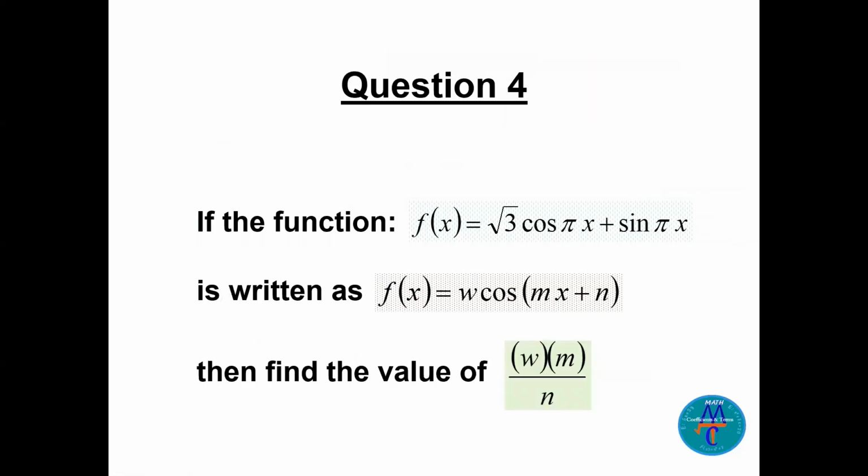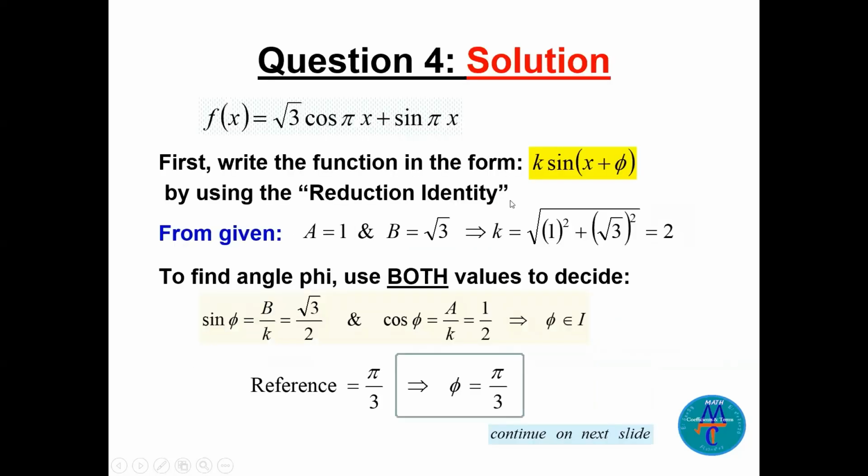Question number 4, if the function f of x is equal to square root of 3 cosine pi x plus sine of pi x is written as f of x is equal to w cosine, inside the bracket we have mx plus n. Find the value of wm divided by n. Now be careful here, there is a little trick. The function is given as cosine plus sine, so we can use the reduction identity.